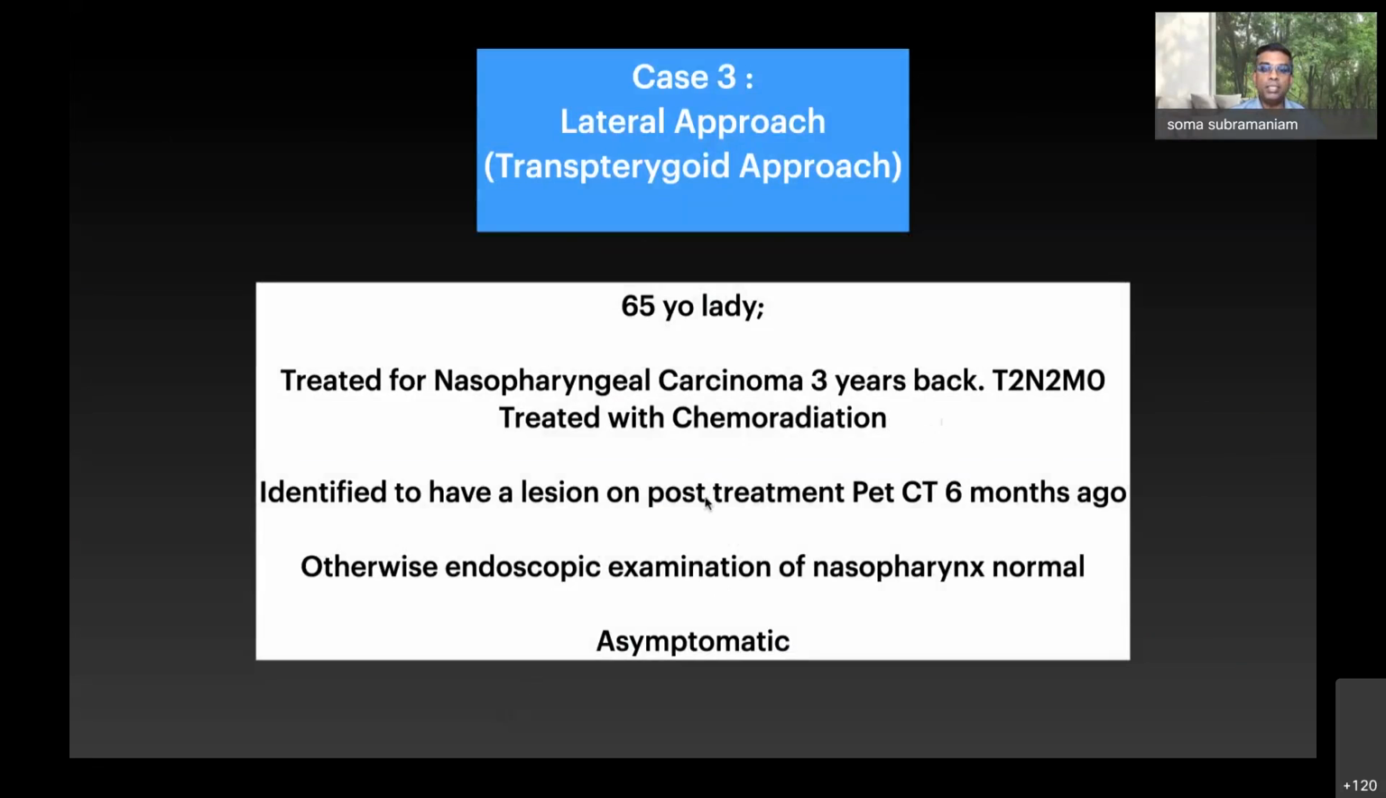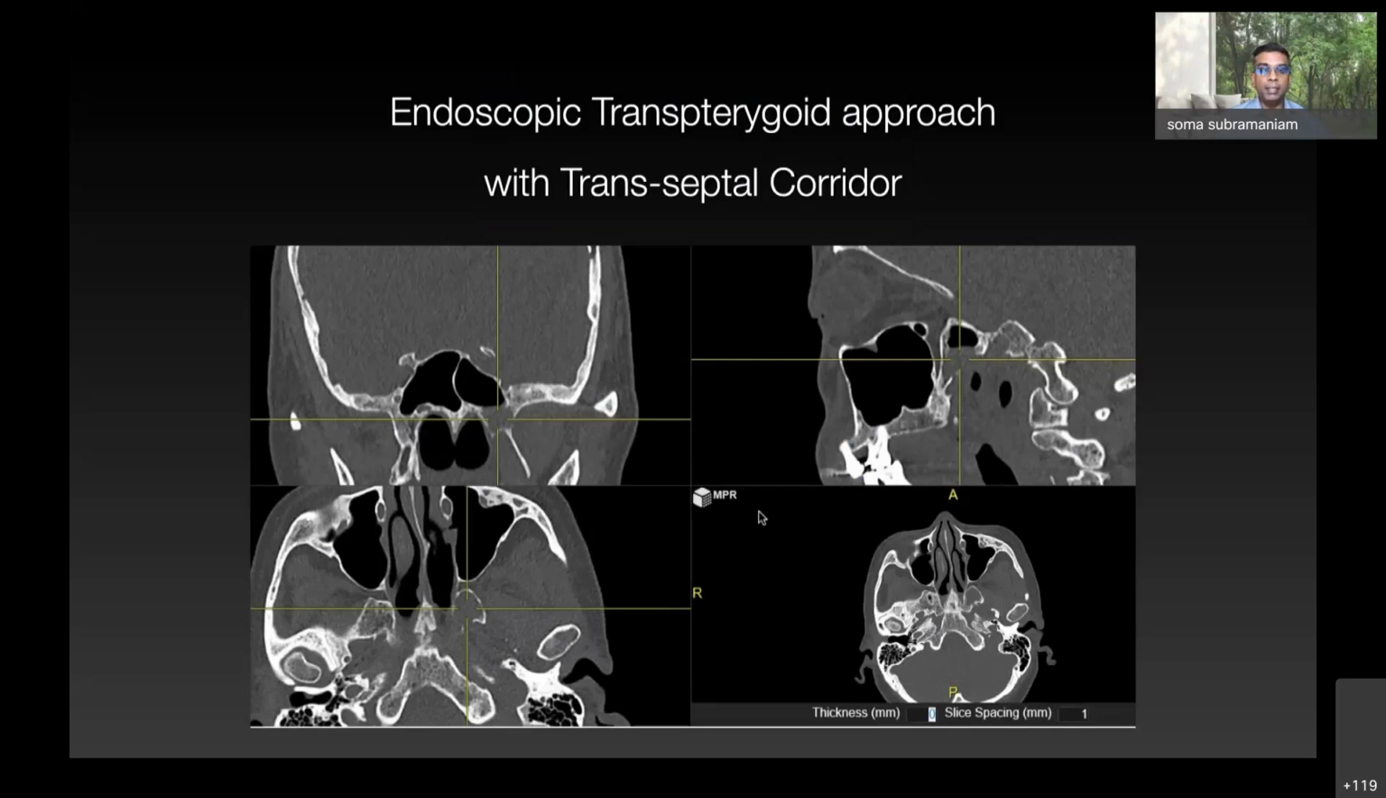And we do PET scans for them post-treatment. And she was identified to have a lesion on the PET CT about 6 months ago. So otherwise the nasopharynx was normal and she was otherwise asymptomatic. So this was the scan. So she has this lesion that is completely encased within bone at the root of the pterygoid process.